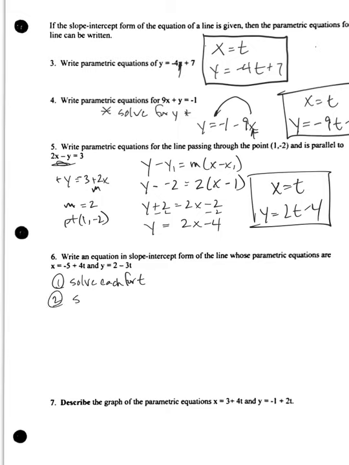Then you're going to set the two equations equal to each other. And then you're going to write it in y equals mx plus b form, because it does say slope-intercept form. That's the only reason why you have to do that last step.